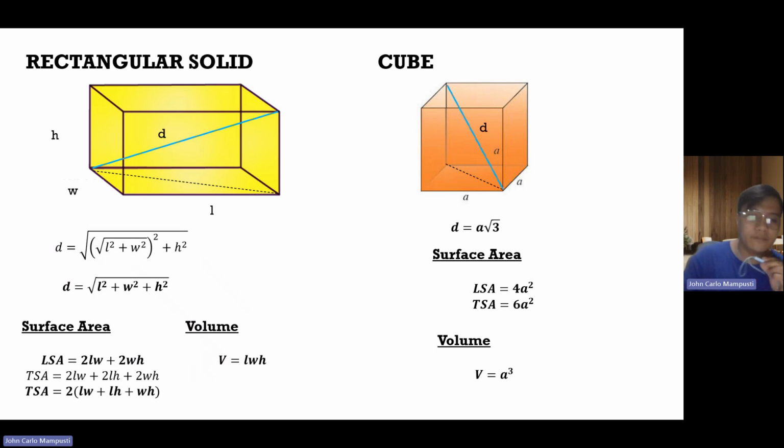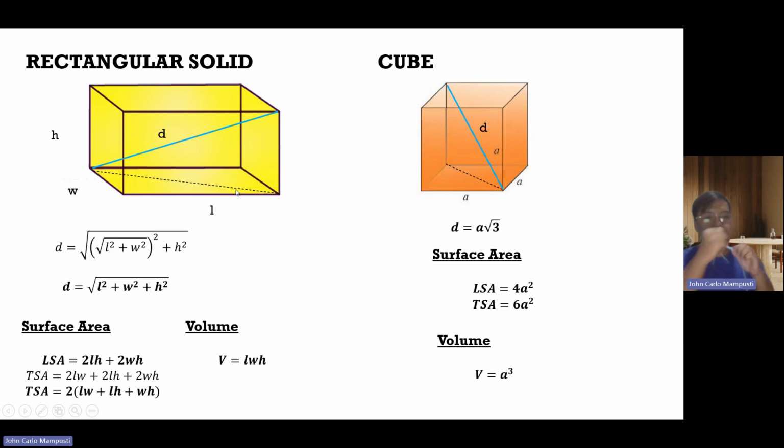Okay. For the surface area, the lateral surface area naman natin, we have 2 times length times height. So, nasan ba yung length natin? So, ito yung length natin. Length times height natin. As you can see, meron tayo sa harap at meron tayo sa likod. So, kaya dalawa siya. So, ganun din sa may gilid natin, no? We have width times height. So, dalawa din yan. Isa sa left, isa sa right.